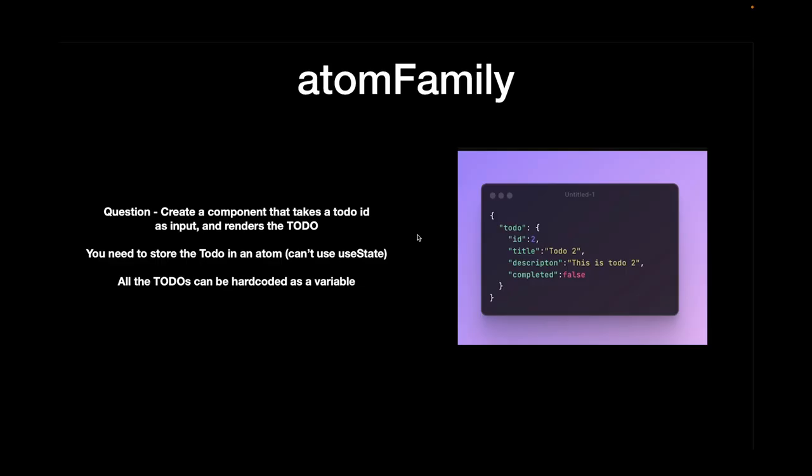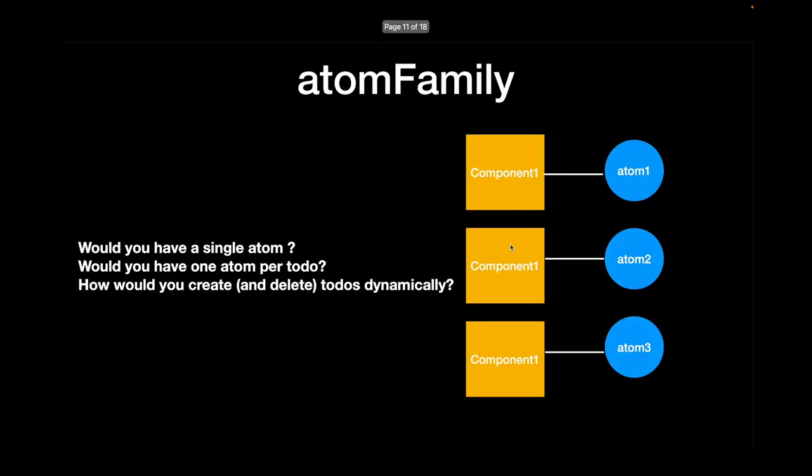How would you make sure you store values in atoms, and you create a component that takes an ID as an input and renders that to-do, basically means renders the to-do which has that specific ID? Would you have a single atom in this case? Would you have one atom per to-do? Or would you create and delete to-dos dynamically? How would you create and delete to-dos dynamically?